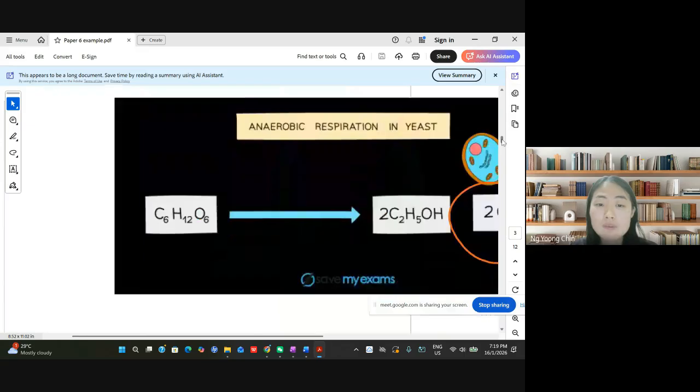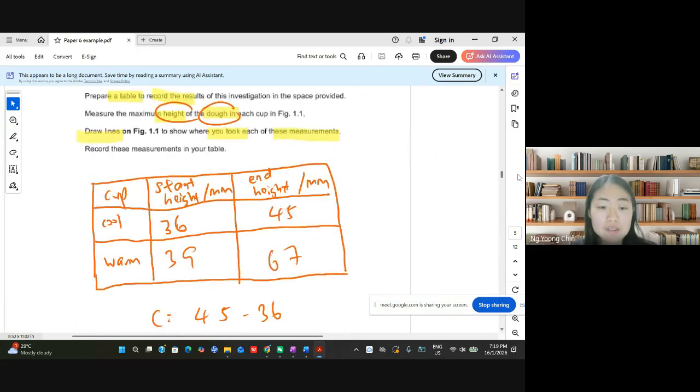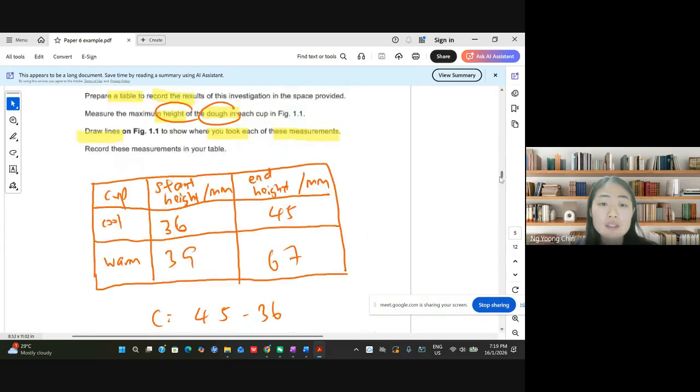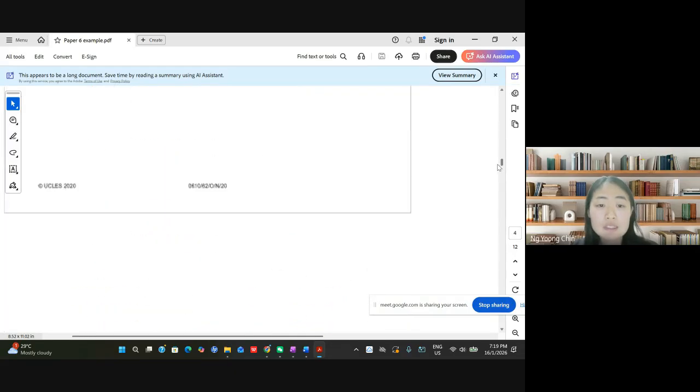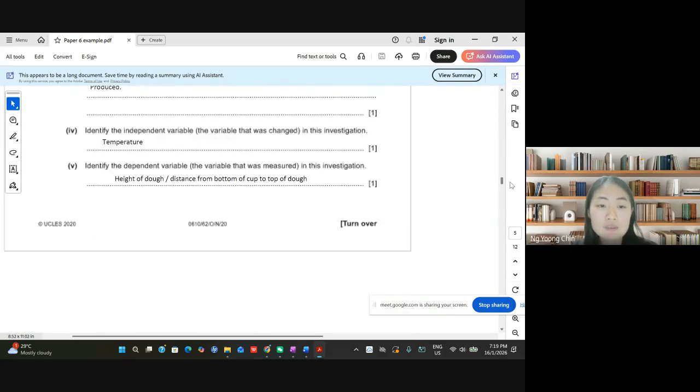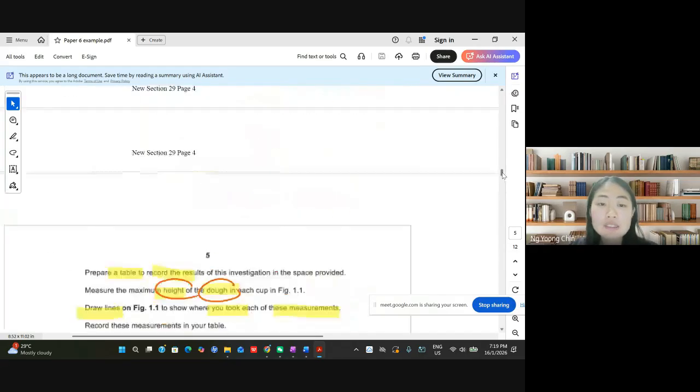But in the answer, what do you write? You cannot write the rate of increasing in the height of the dough. You cannot copy from the question. So you need to write the dependent variable based on what you have done. Just now you actually calculated the height of the dough. You calculated how much the height of the dough increased. So this is the answer that you should write: height of the dough, because you are calculating it.